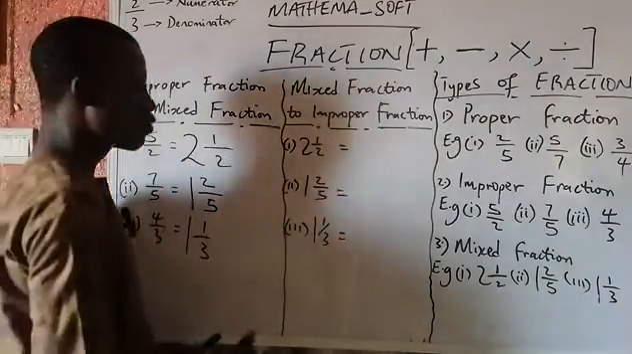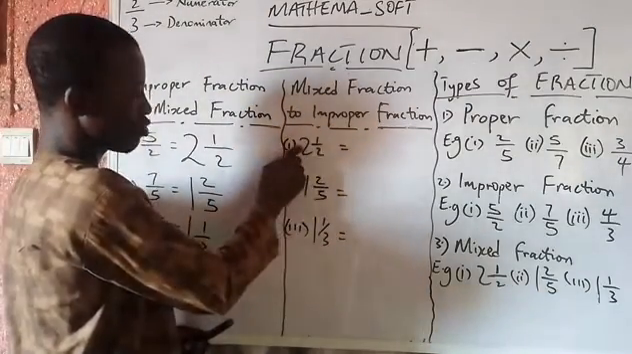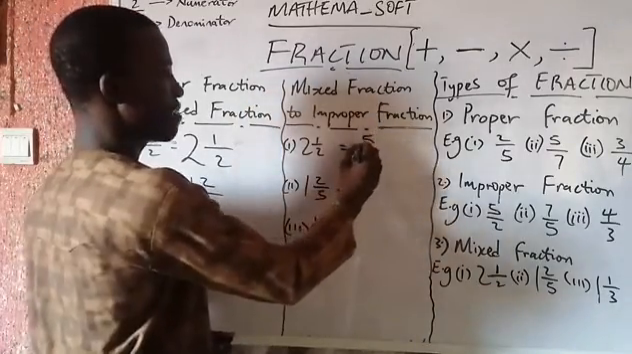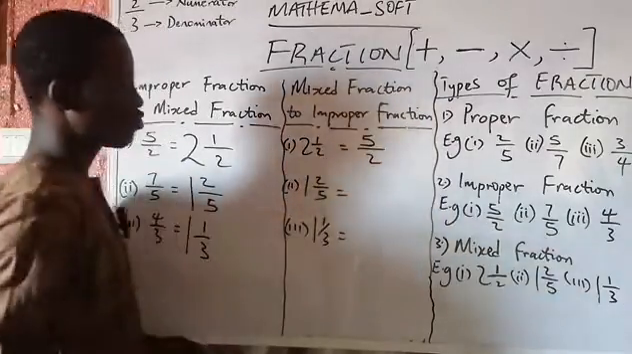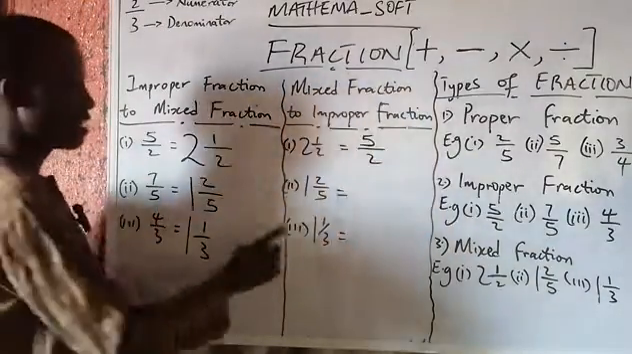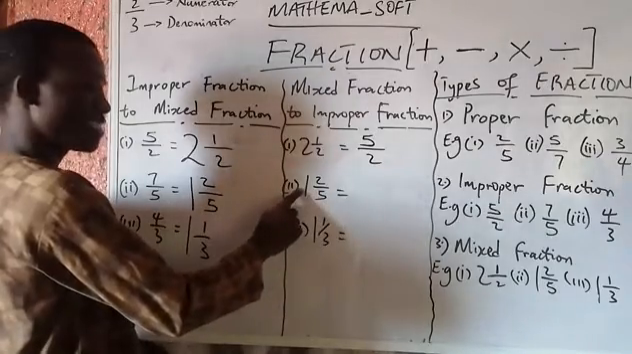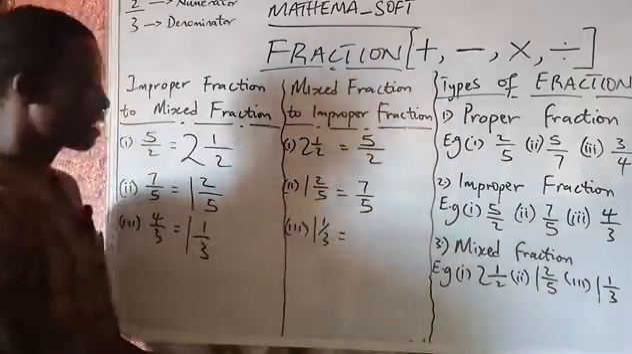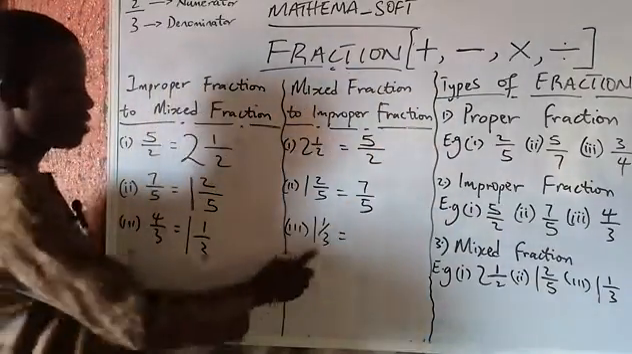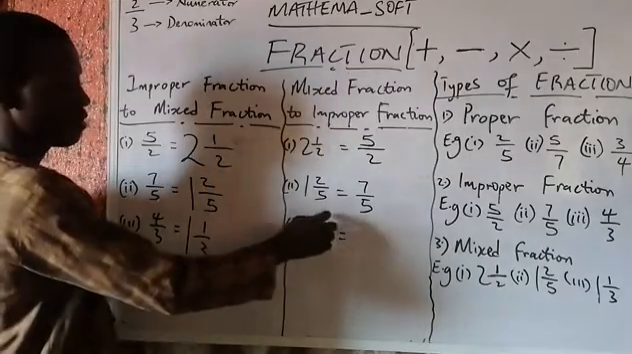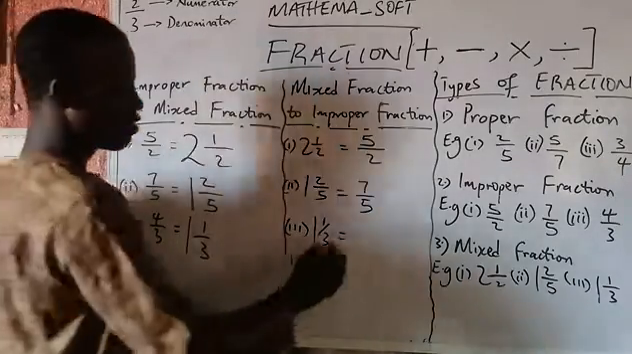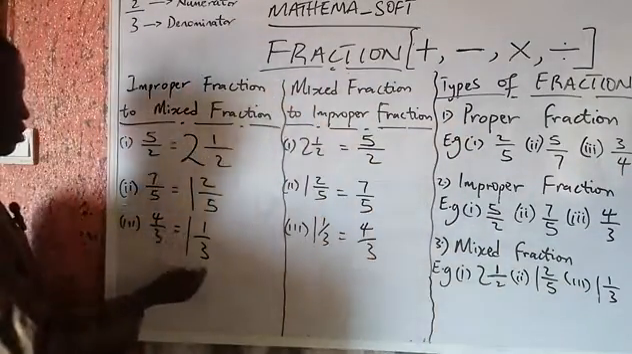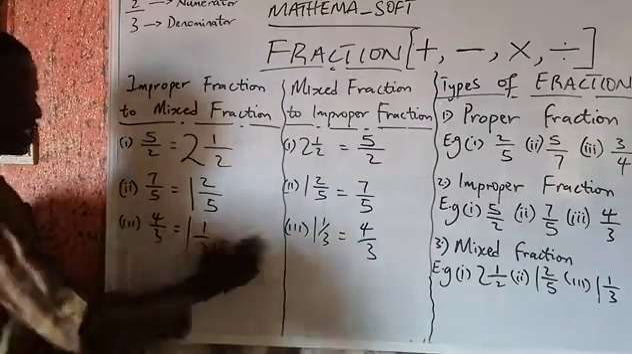But here, so simple, I'll go this way. 2 times 2, that will be 4, plus 1, that will give me 5, and then I have 5 over my denominator, which is 2, and that will give me 5 over 2. The same thing here: 5 times 1, that is 5, plus 2, that will give me 7 over 5. And again, the last one, 3 times 1, 3, plus 1, that will give me 4 over 3. And you can see we change from here to this, and from this now to this in this side.